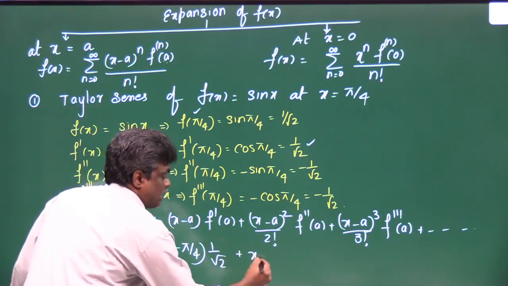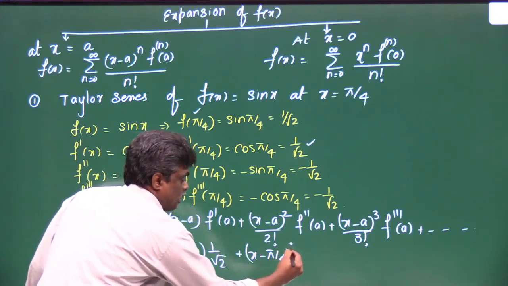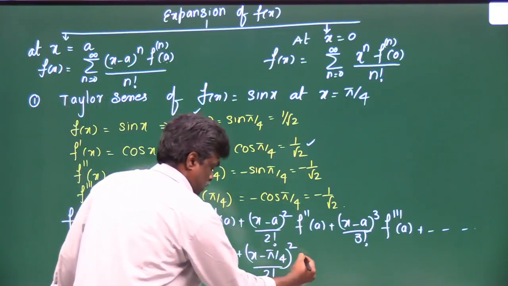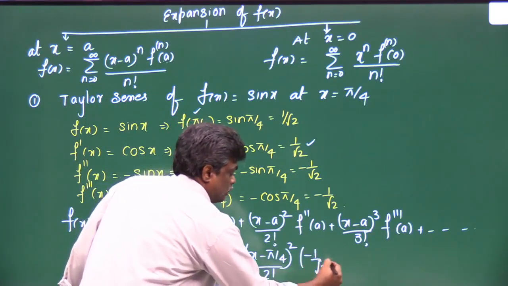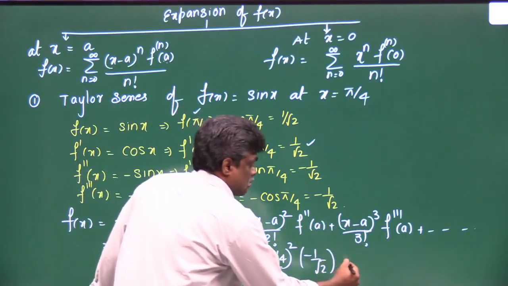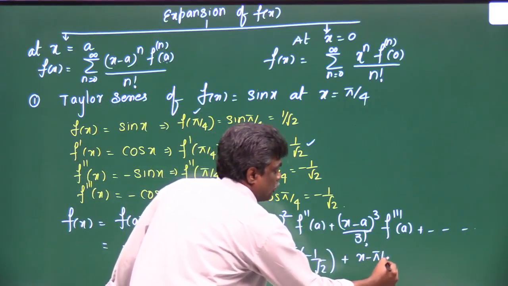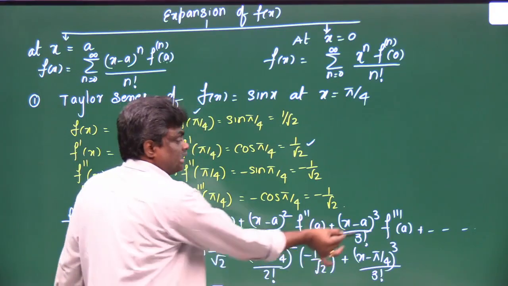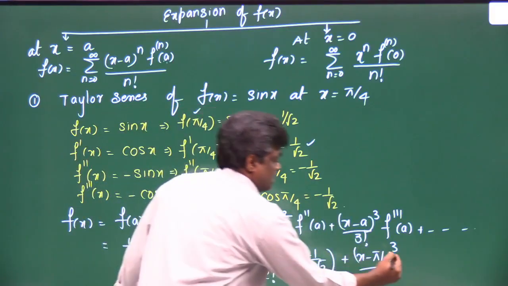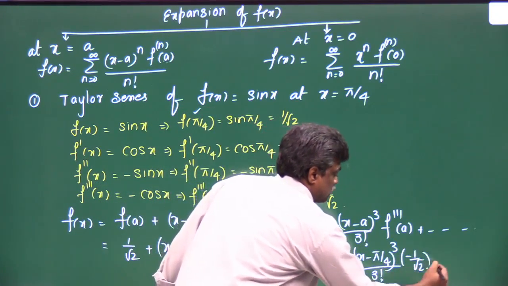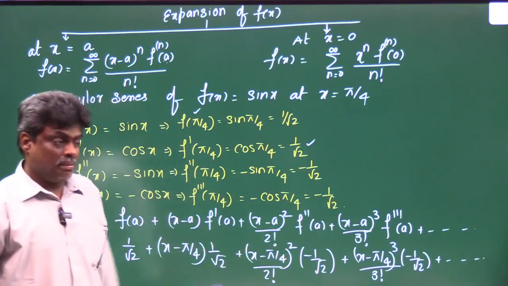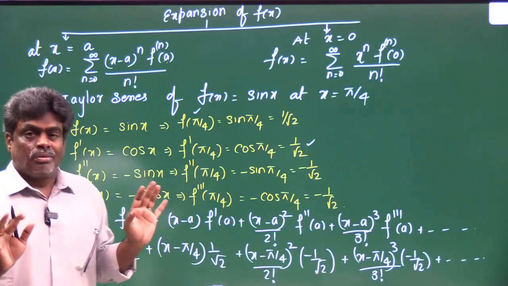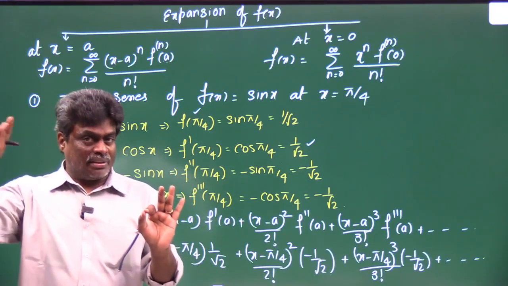Next plus (x minus pi by 4) whole square by 2 factorial, double derivative. So this is the double derivative, minus 1 by root 2. And the next one plus (x minus pi by 4) whole cube by 3 factorial. And now the third derivative is here, that is again minus 1 by root 2. If you want, you can simplify by taking common or something like that, or otherwise you just leave that.